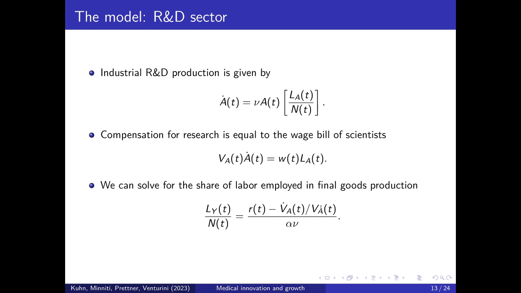By contrast, if the value of patents increases faster, so if this growth rate is higher, that means that the incentives to carry out research and development are higher, and therefore the fraction of people employed in final goods production would be lower, and the fraction of people employed in R&D would be higher. And of course, if the productivity of scientists is higher, that also means that the fraction of workers in the final goods sector is lower, and the fraction of scientists would be higher.